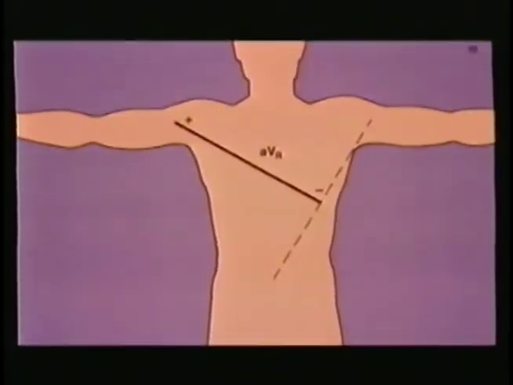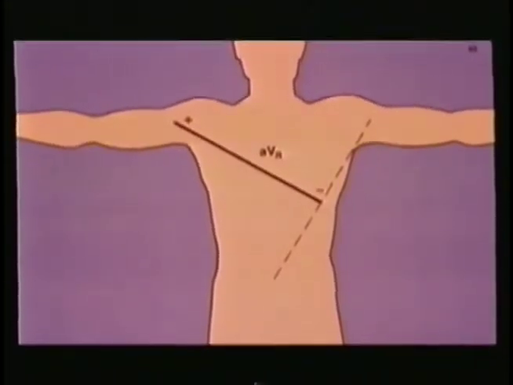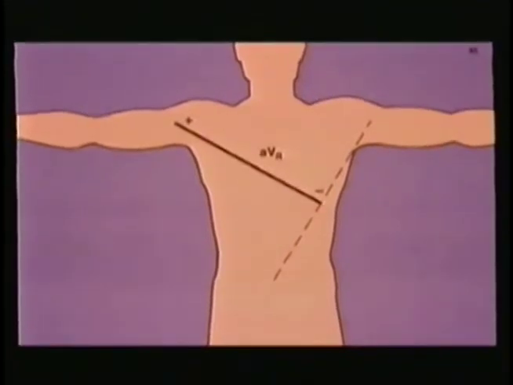45. The electrical axis of lead AVR on the thorax is on the line from the right shoulder to the indifferent point created between the left shoulder and the pubic symphysis. The right shoulder is positive with respect to the indifferent point.